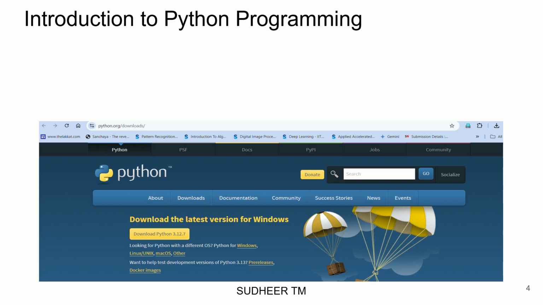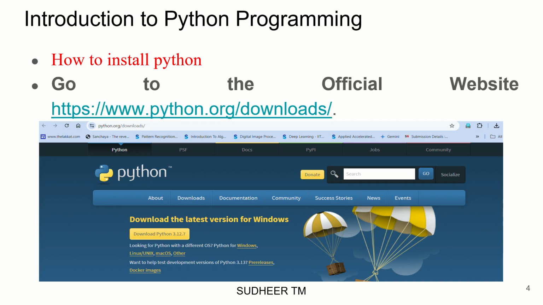Then how to install Python on your machine. Okay, so I'll be talking about the Windows platform. The corresponding method will be available on other platforms also, Linux and Mac OS. So how to install Python on your machine? Just go to the official website, python.org/downloads.